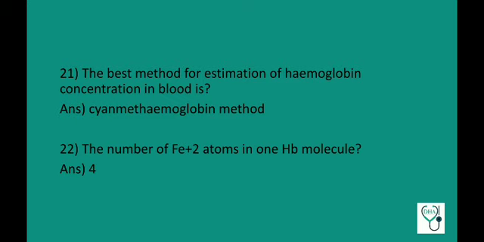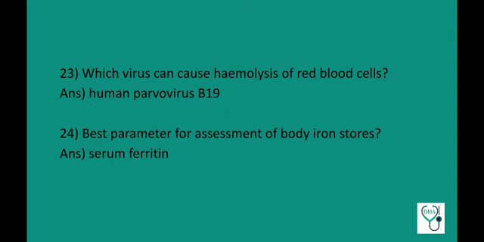The best method for estimation of hemoglobin concentration in blood is cyan-meth hemoglobin method. The number of iron atoms in one hemoglobin molecule? 4. Which virus can cause hemolysis of red blood cells? Human parvovirus B19. Best parameter for assessment of body iron stores? Serum ferritin. This is a repeatedly asked question in NEET as well as university exams.